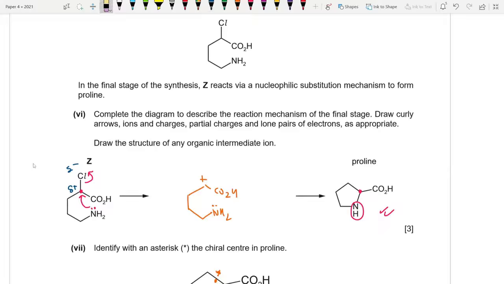Okay, so what are the marking points? We need the lone pair on NH2. We need a curly arrow from N to the carbon of C-Cl. We need the correct dipole on C-Cl, and we need the curly arrow from C-Cl to chlorine. Those are 2 marks.